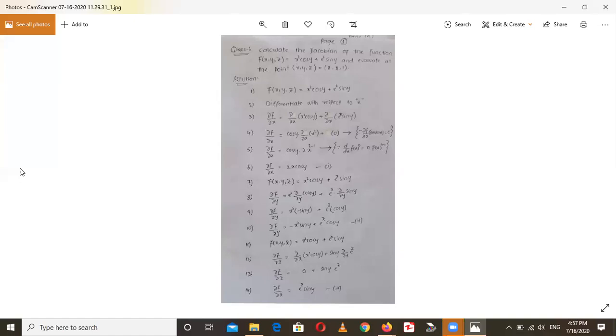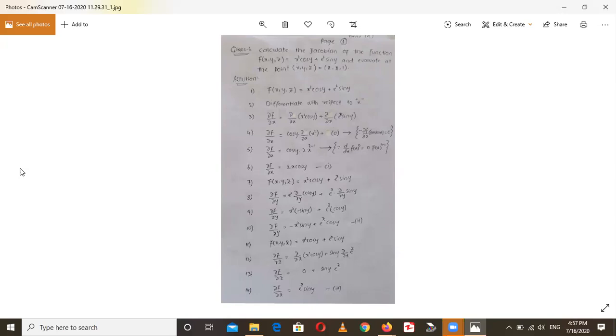In this question number 6, calculate the Jacobian of the function x square cos y plus e power z sin y. This is basically a three-dimensional function. You can see this function involves three variables x, y, and z. So this is a three-variable function.